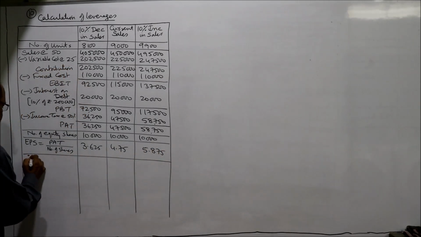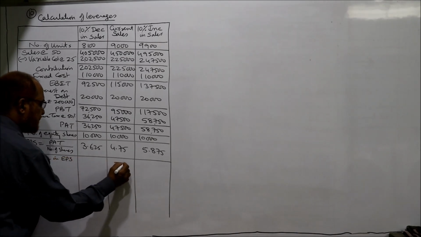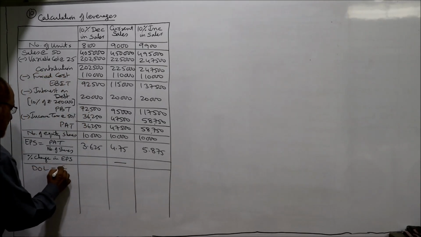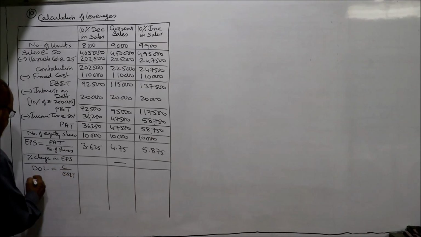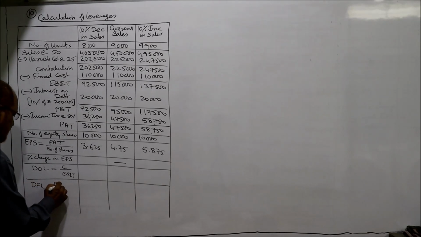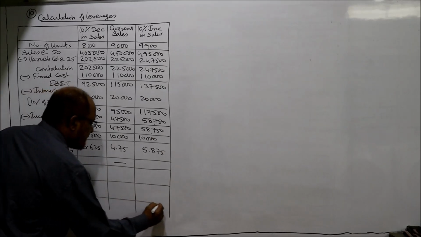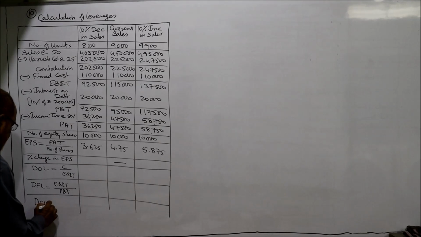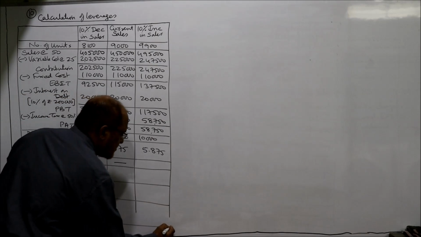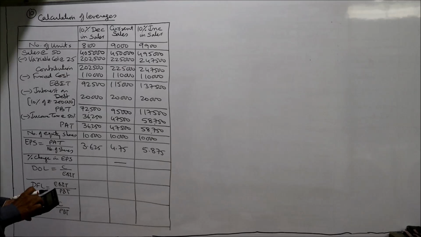Now we can find out percentage change in EPS. Now we calculate DOL is equal to C divided by EBIT. DFL is equal to EBIT divided by PBT. Last one, DCL is equal to C divided by PBT. That's all. Now we make the calculations.